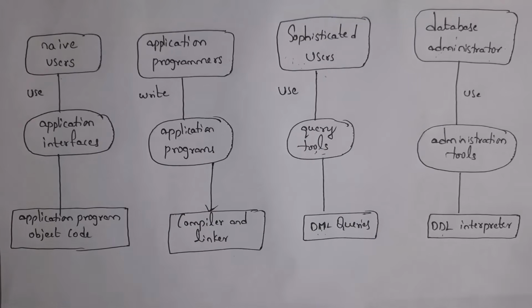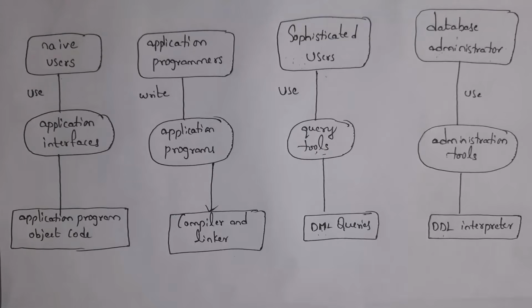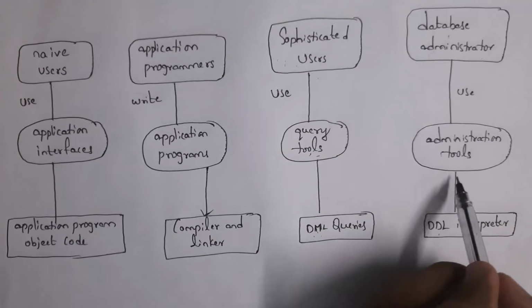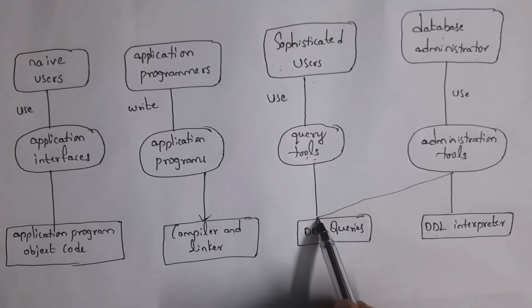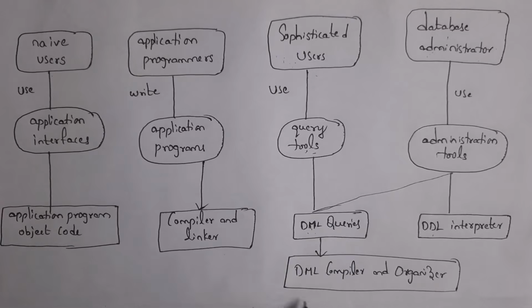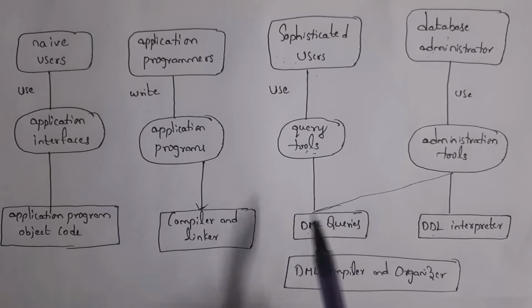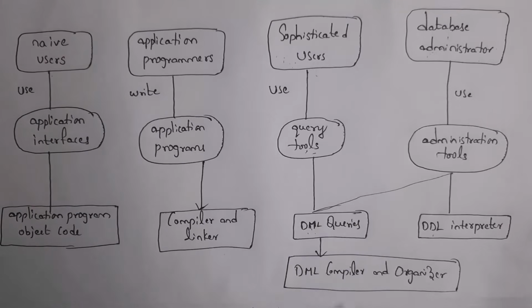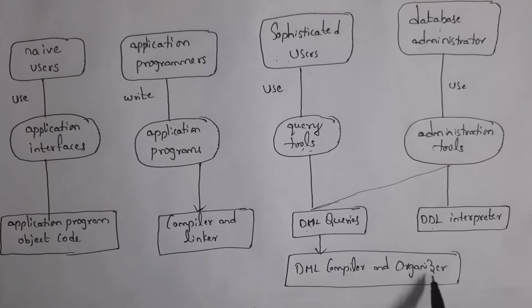Not only sophisticated users, but also this database administrator, by using administration tools, can also insert data, update data or delete data. So I am connecting. Whenever users write DML queries, they are handled by the DML compiler and organizer. This DML compiler will process and execute DML queries which are written by users. After processing and executing queries, this DML compiler will create one execution plan. This DML organizer will execute the execution plan which is generated by the DML compiler. So we also call this DML organizer the query executor.